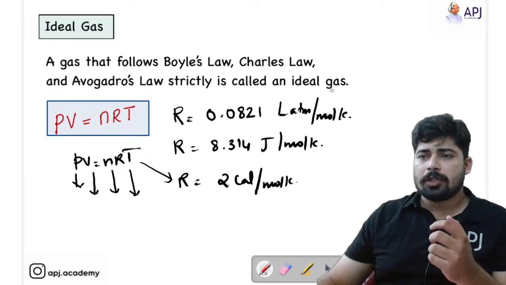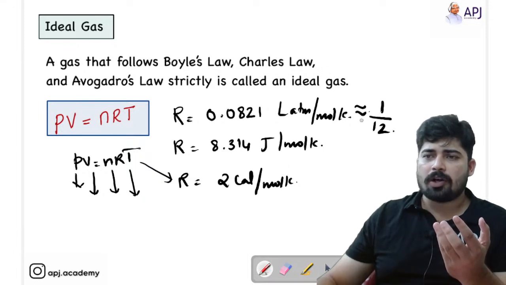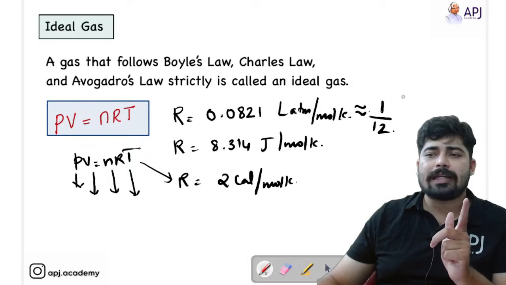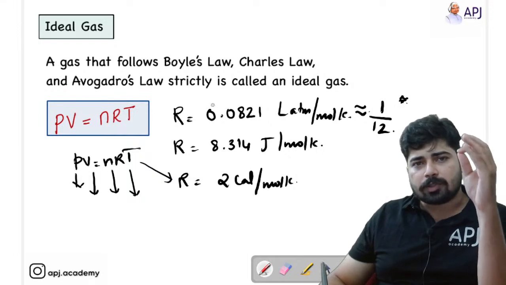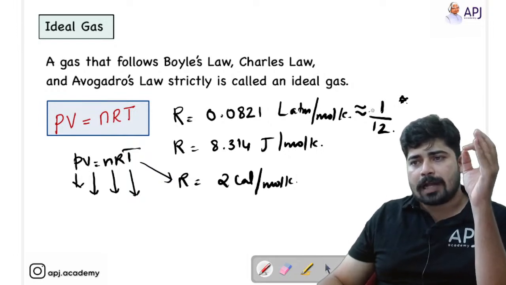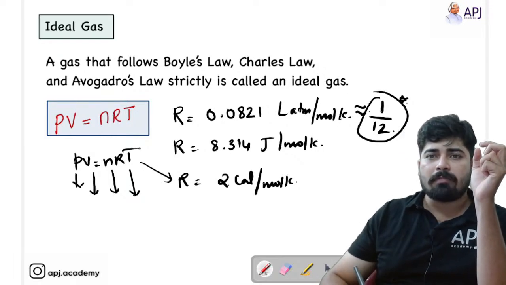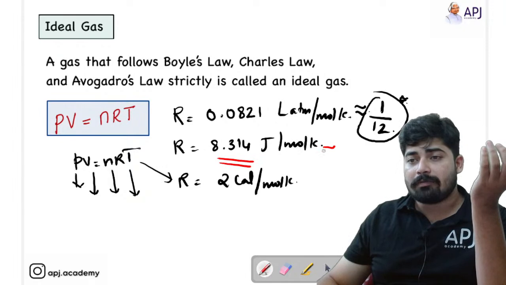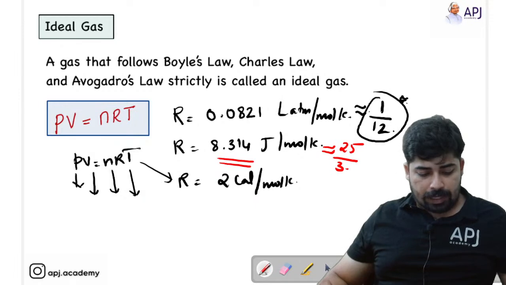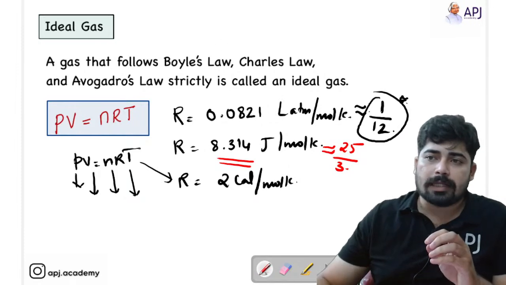See students, if you are solving a problem, you can use the value 1 by 12 instead of putting 0.0821. This is a very important point that I want to share. Instead of using 0.0821, you can use the fraction 1 by 12, which is equivalent to 0.0821. So your calculation will become much easier and much smoother. And similarly for 8.314, you can use the value 25 by 3 instead of using 8.314.